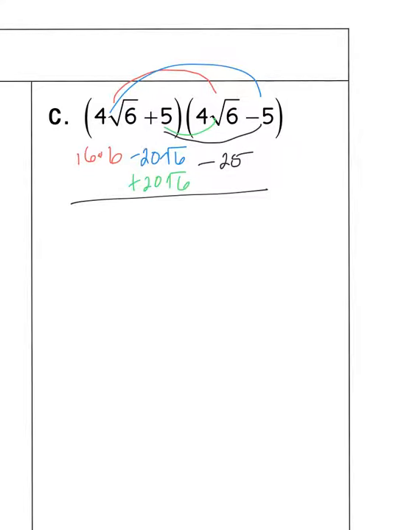5 times 5 is 25. So we end up with 16 times 6, which is 96. These cancel because they're opposite signs, then minus 25. And that gives us 71. So again, the radicals canceled.